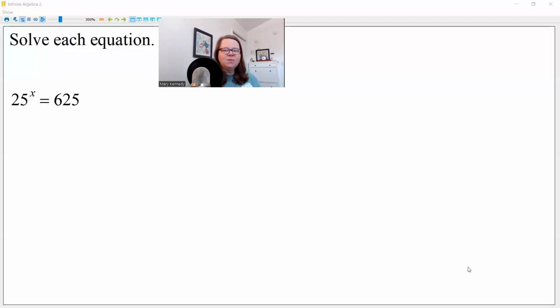All right, here we have an exponential equation and the bases are not the same. So we want to think, can we rewrite 625 as 25 to some power? I would start with 25 squared. Check and see, use your calculator. What's 25 squared? Hey, it's 625. That's kind of cool that that works out.